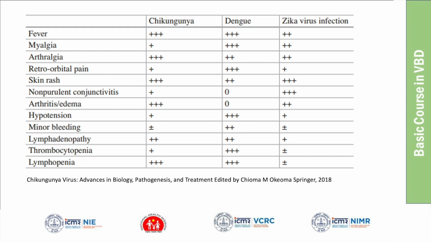Sir, what is the difference between lymphadenopathy and lymphopenia? Lymphadenopathy means lymph node swelling, in the neck or the axillary region. But lymphopenia means that when you take a blood sample and test it, the lymphocytes will be less.